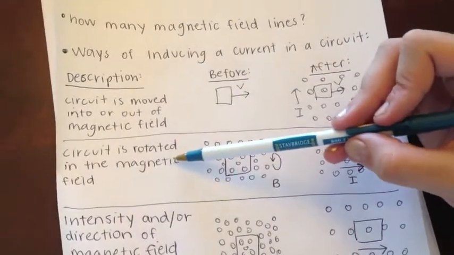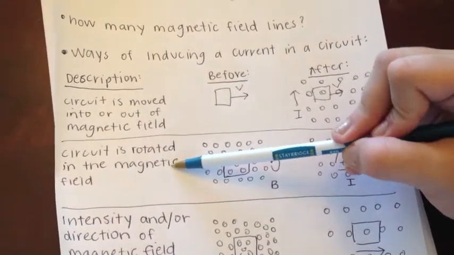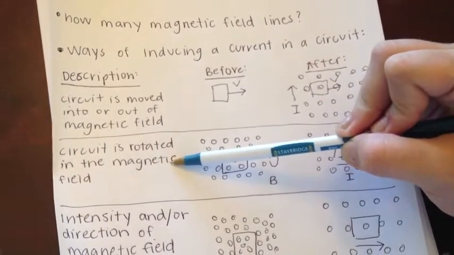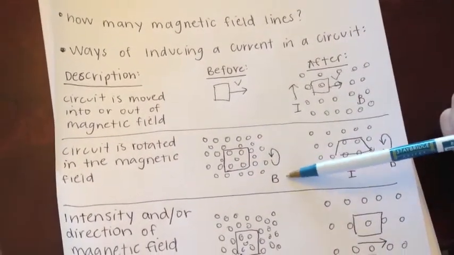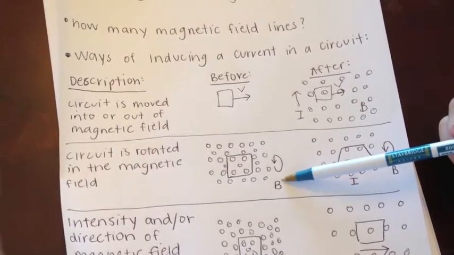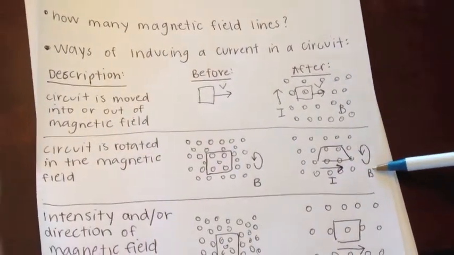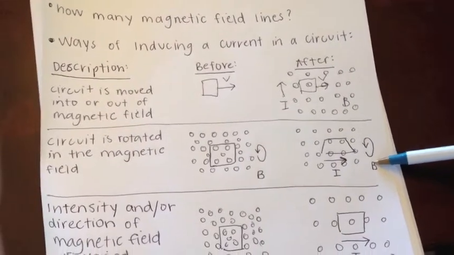The second way is if the loop is rotated in a magnetic field, the angle between the area of the circuit and the magnetic field will change. So now this is what the before image will look like, and then this is what after it should look like in inducing a current.